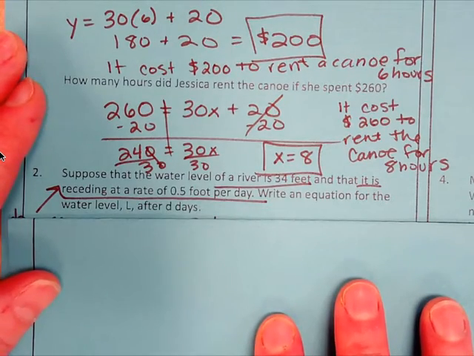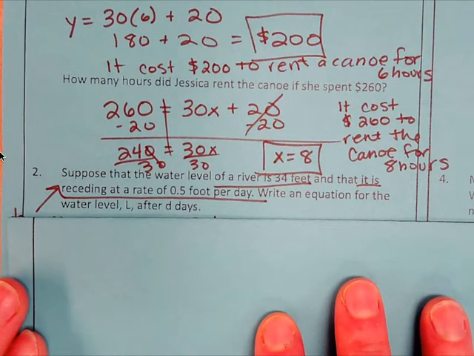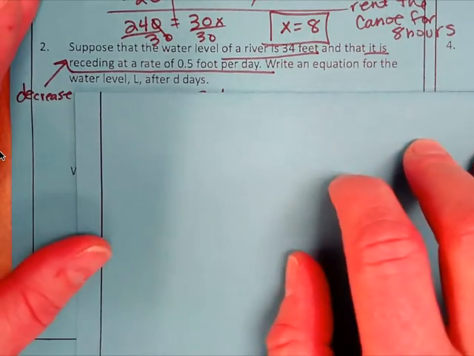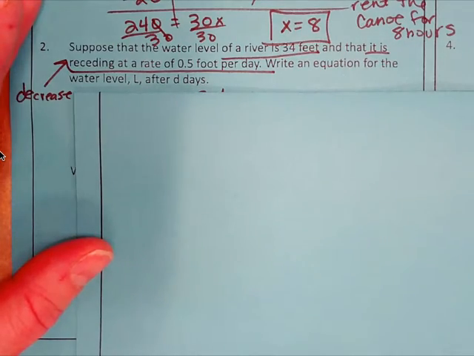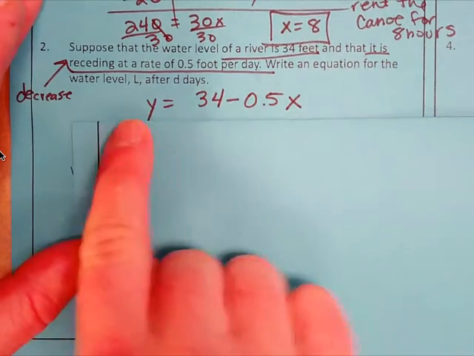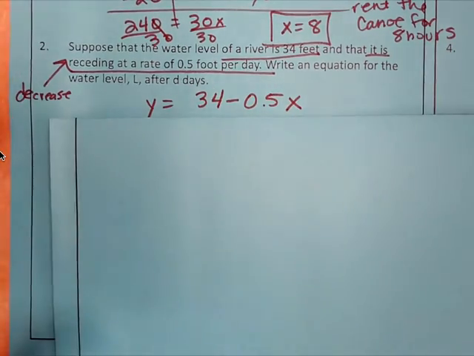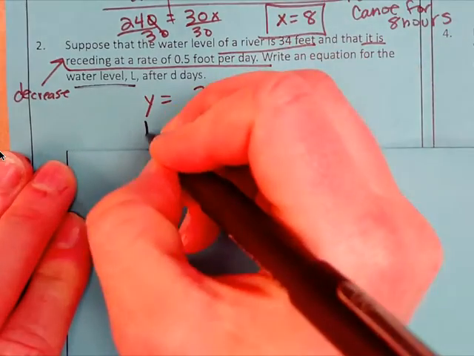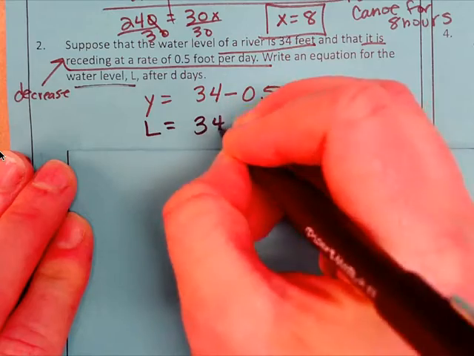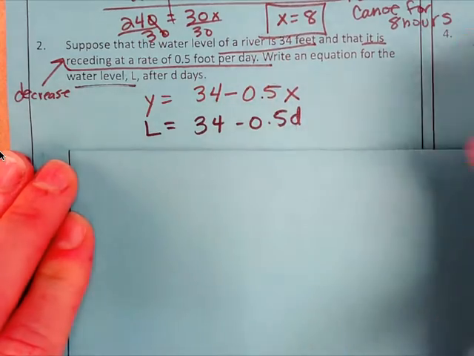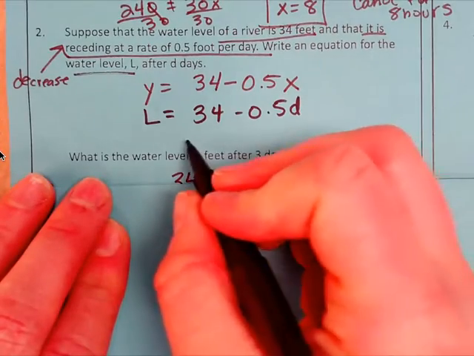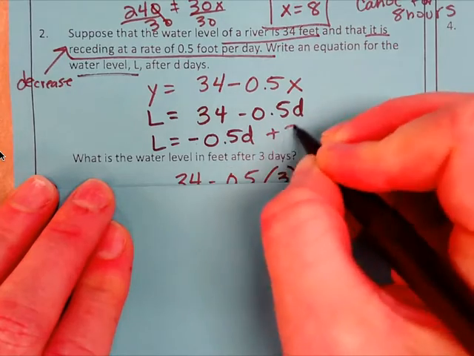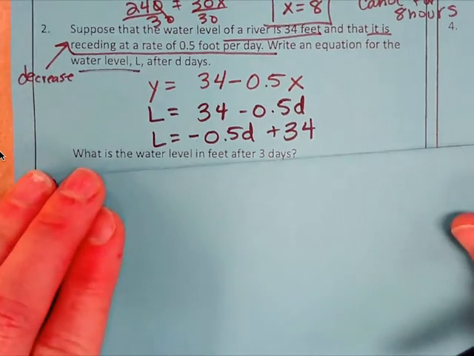Okay, the next one. Suppose the water level is at 34 and it's receding at a rate of half a foot per day. So the word receding means it's decreasing, it's going down. So I used y and x, but it could have also been written like it asked for. So it says water level L, so that is L equals 34 minus 0.5 times D. But I did see a lot of y'all doing this, which is perfectly fine. L equals negative 0.5 D plus 34. Both of these are the same.